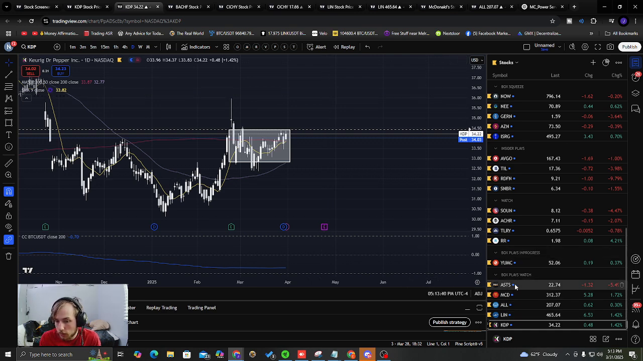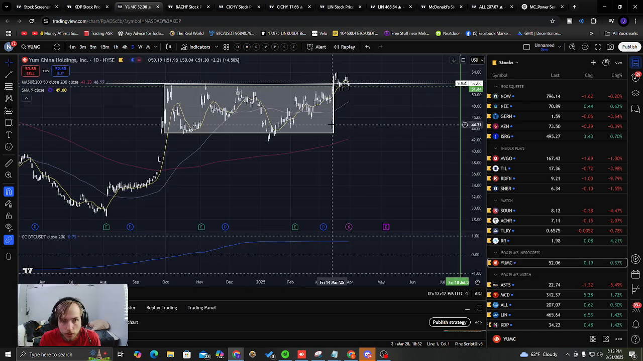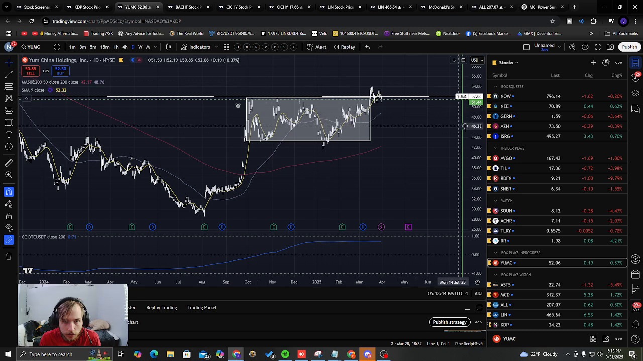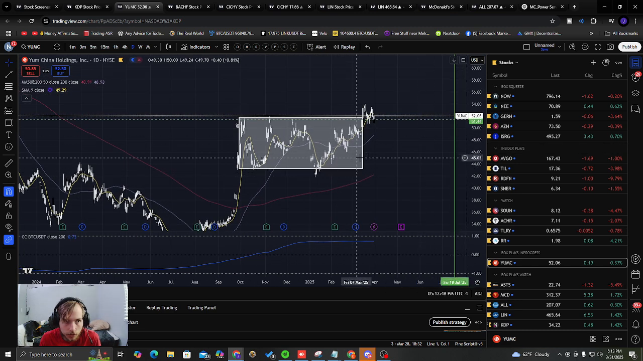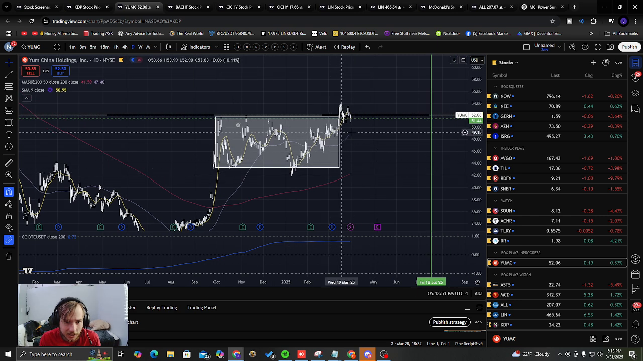So these are some of the trade ideas. This is actually one trade idea that I'm in at the current moment. YUMC, YUMC China Holdings. It just broke out the top of this box, this base box zone. So we'll see what happens from here.